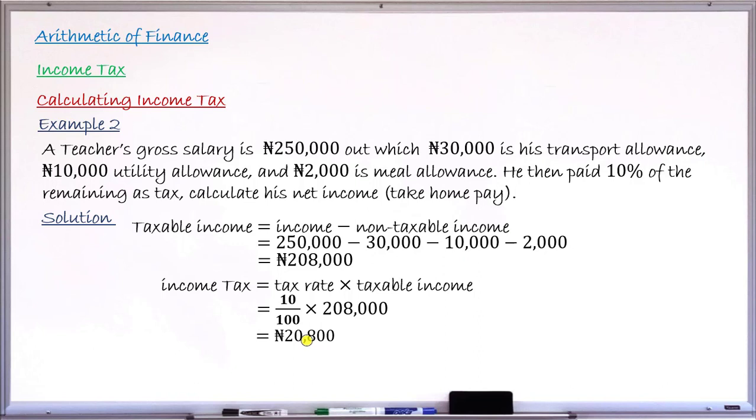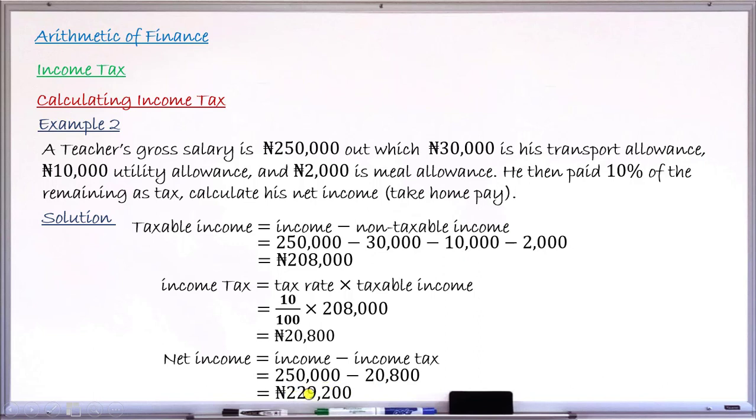So his net home pay, that is his take-home pay, is now going to be the total income minus the income tax. The income tax is this 20,800 naira, and the total income is 250,000 naira. Substituting it there, you now have 250,000 minus 20,800. And this subtraction, if done correctly, gives you 229,200 naira. This is what will now be given to the teacher to take home. That is the net income.